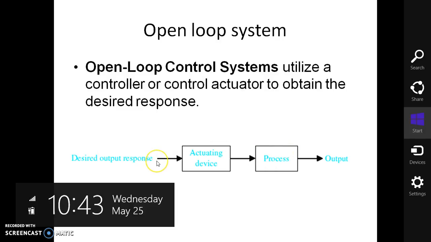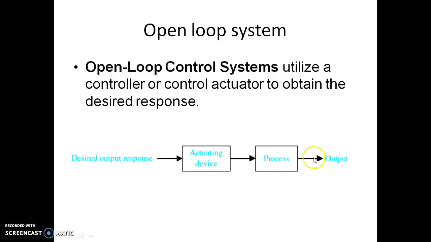So, the desired set point, which is for example 50 degrees, is given to the process. The process parameters or the process input and output will be handled, and the required output is given to the system. Here, the output, you can see, does not take into consideration what are the disturbances in the system, or if there is any change in the input or output, that is not considered.